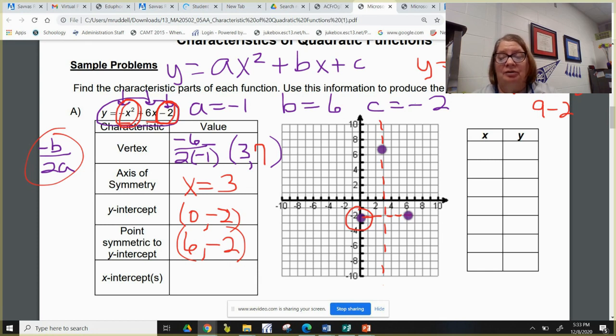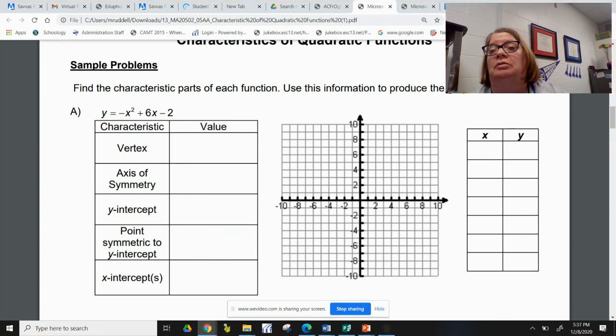What else do we need? X-intercept. Okay. If we draw this in, it's really kind of a sketch. This one actually comes up with decimals. You can't exactly see where the x-intercepts are from sketching that graph. So let's go back to our friend Desmos.